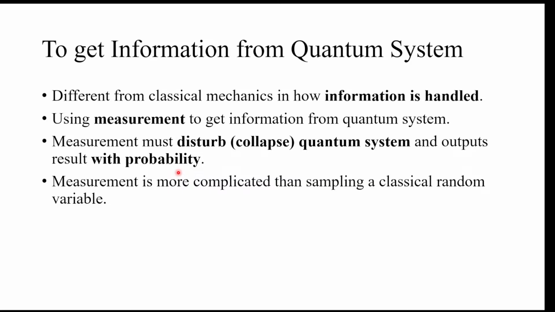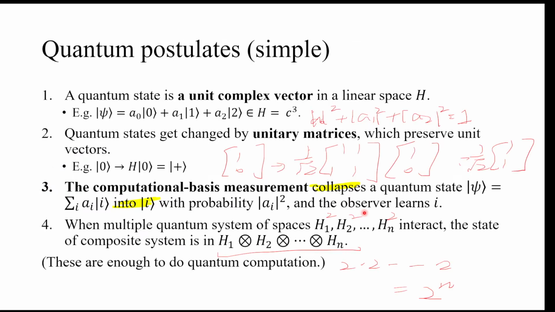Okay. And then we also hint a little bit that the quantum measurement is more complicated than classical measurement, and I think we should be able to see this today. Quantum measurement is even more complicated than classically measuring a random variable, and we'll see it today. And we start with quantum postulates. This is how we assume quantum mechanics works.